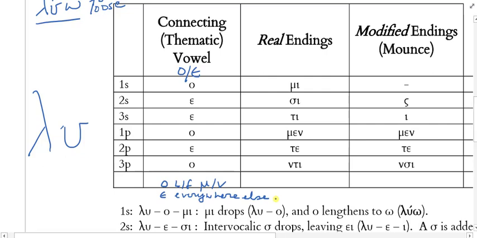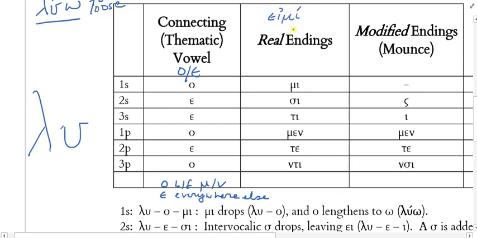So let's look at the first person singular personal ending. The first person singular personal ending is, the real ending is mi, mu iota. You have learned a verb in Greek that actually uses this in the first person singular. Do you know what it's called or what verb it is? Eimi. Exactly. So eimi uses the real personal ending.